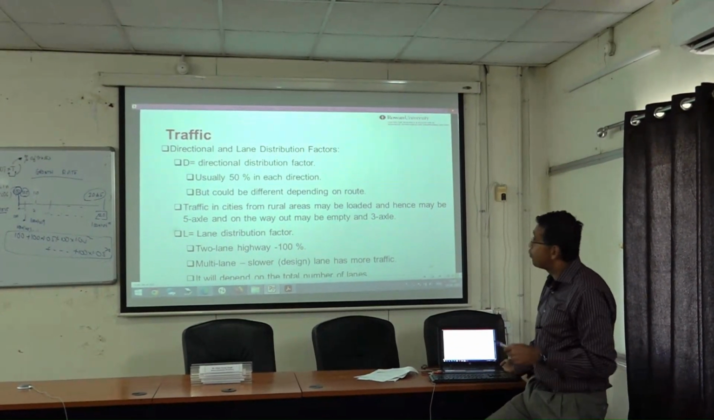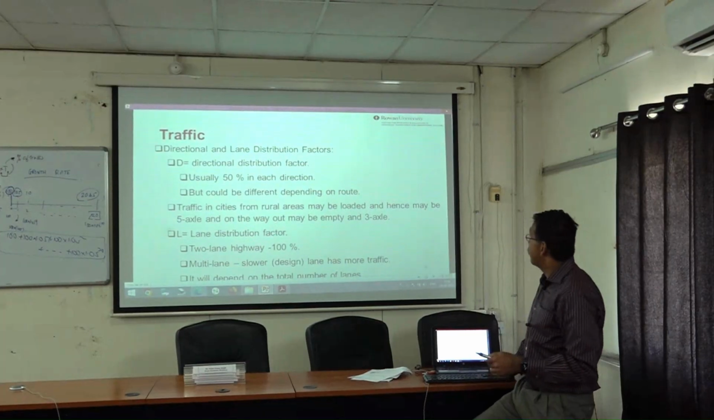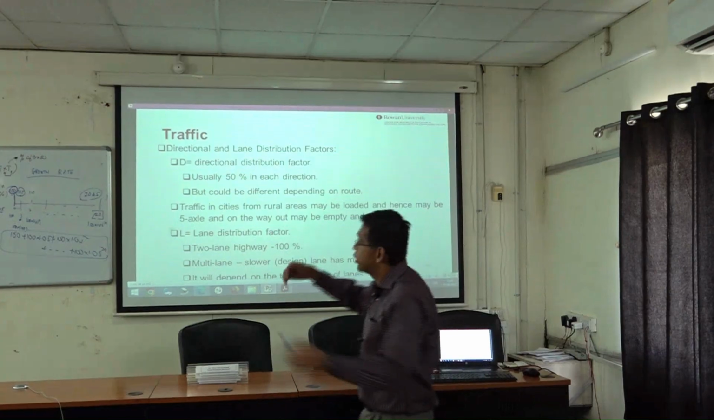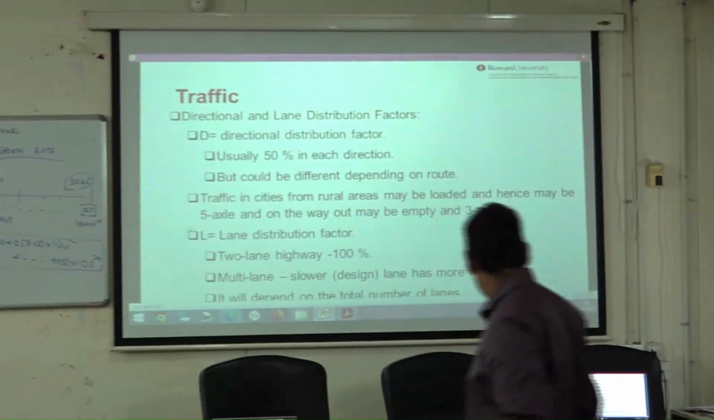Okay, direction distribution is usually 50% in each direction, which I explained. Traffic in cities uses a lane distribution factor. If it's 2 lanes, 100% is 1 in each direction. Otherwise, you have no distribution.